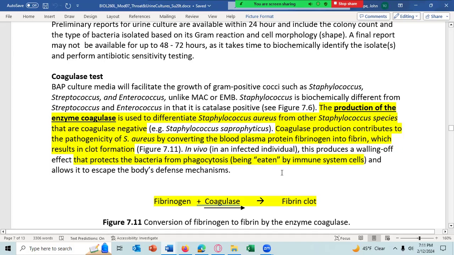What happens is the bacteria have to eat through the fibrin clot before they can get to the bacteria. Did I say the bacteria? I mean the red blood cells have to digest the fibrin clot before they can get to the bacteria to attack the bacteria.